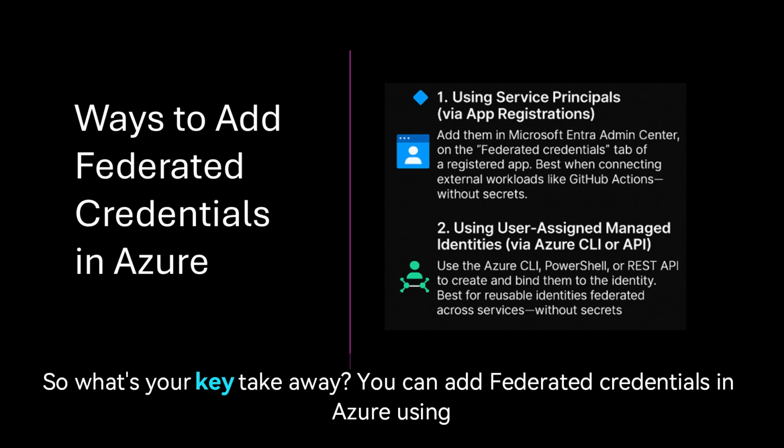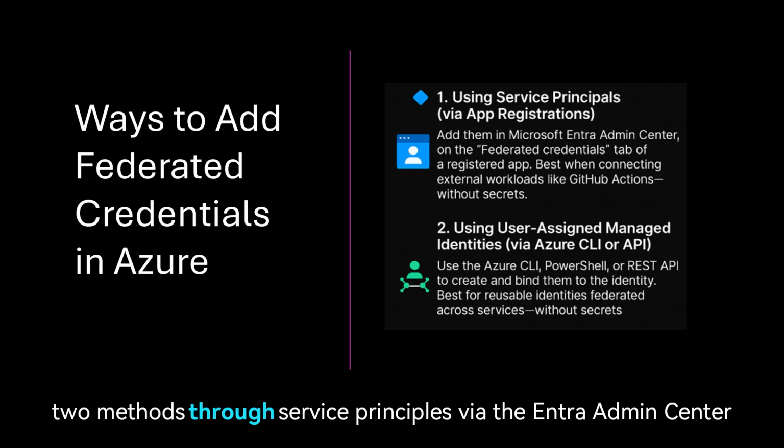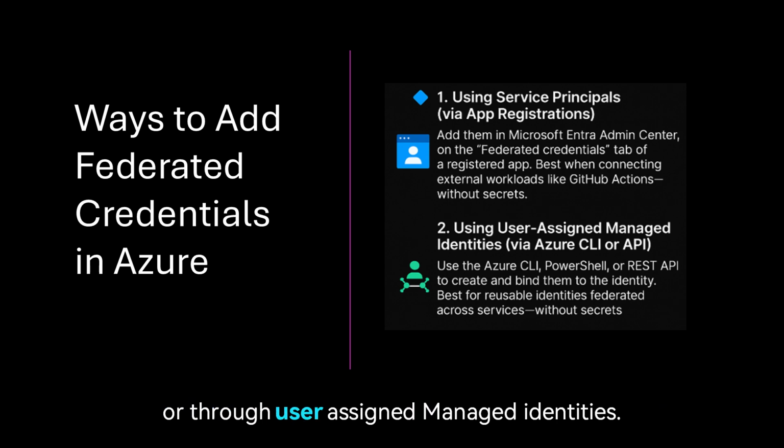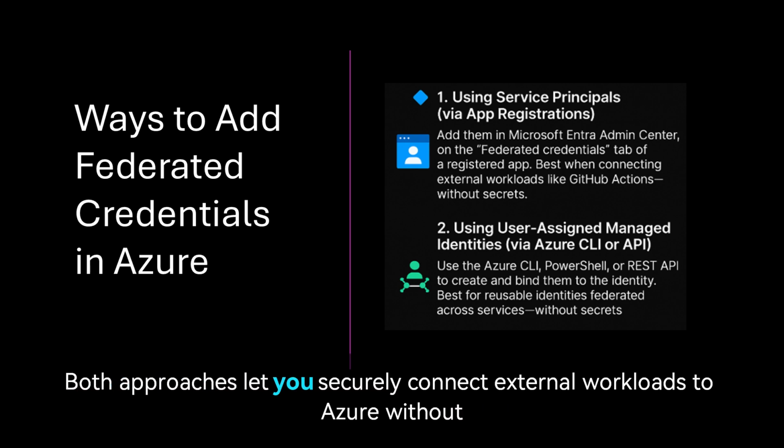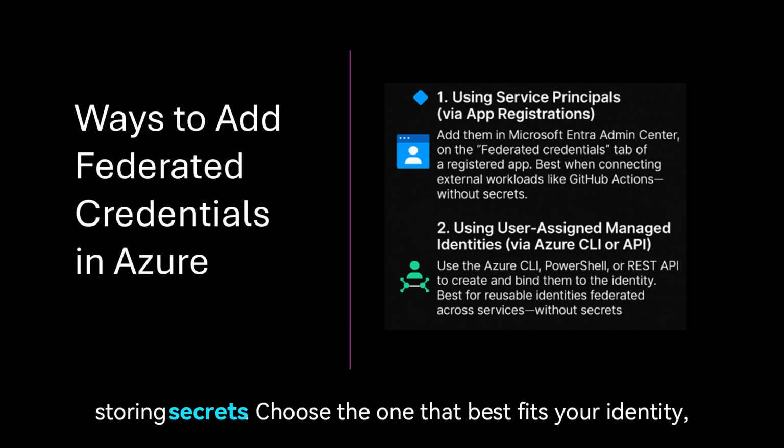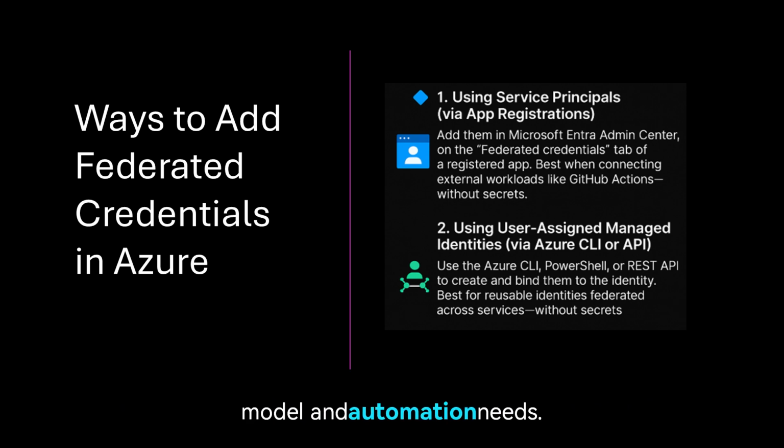So, what's your key takeaway? You can add federated credentials in Azure using two methods, through service principals via the Entra Admin Center or through user-assigned managed identities. Both approaches let you securely connect external workloads to Azure without storing secrets. Choose the one that best fits your identity model and automation needs.